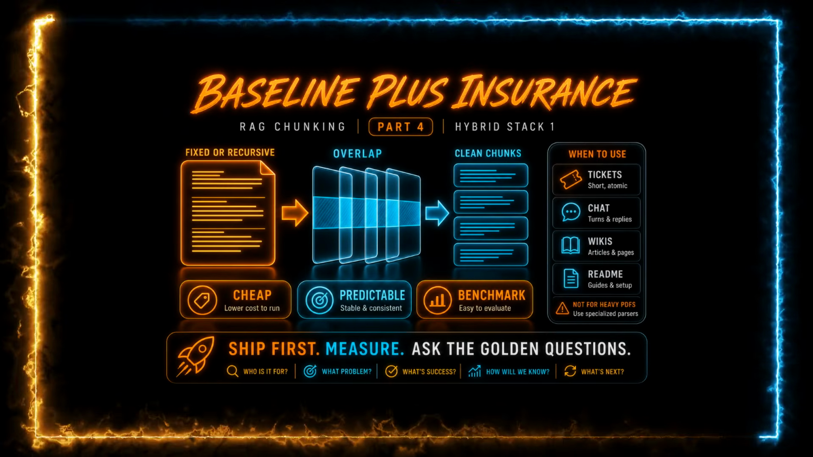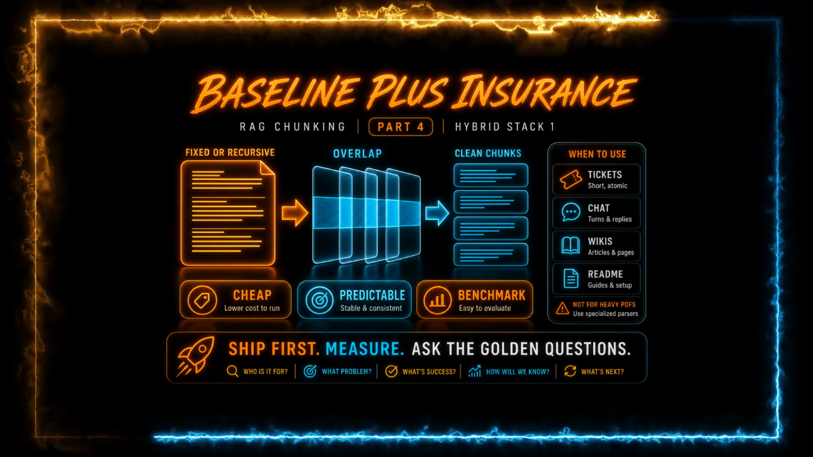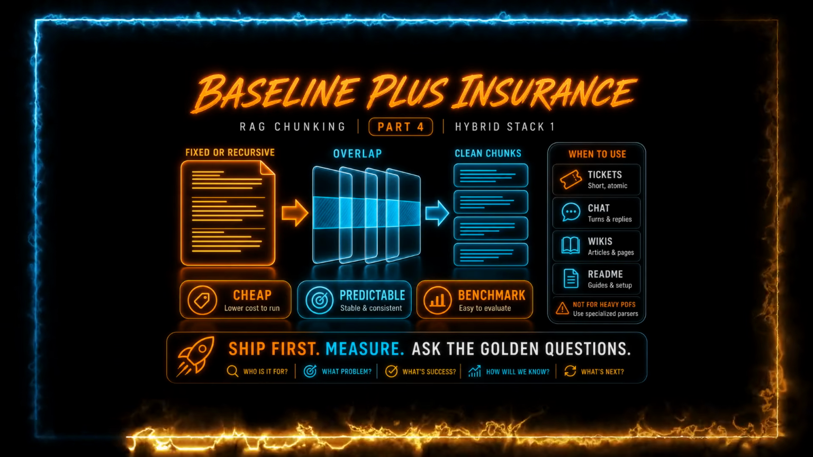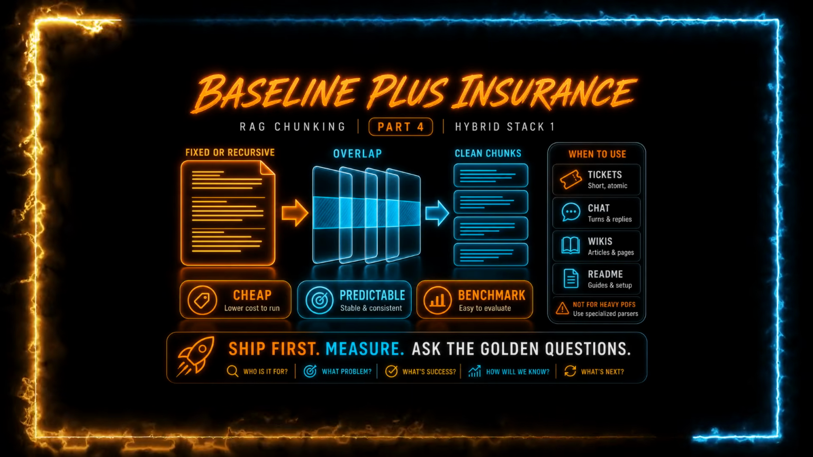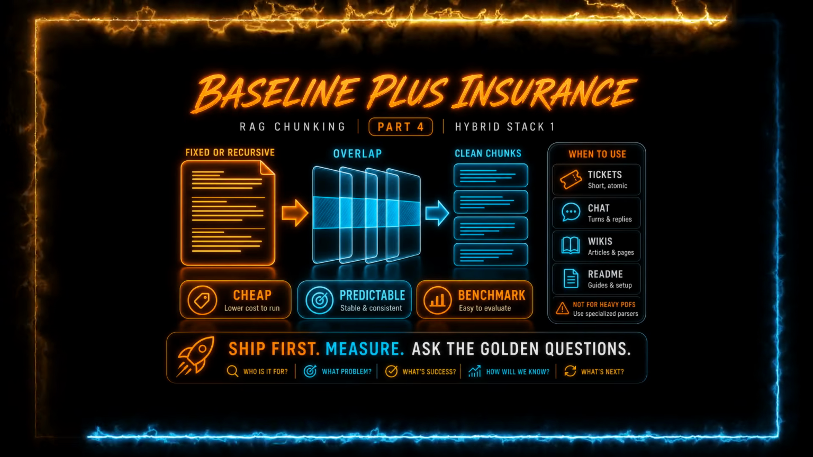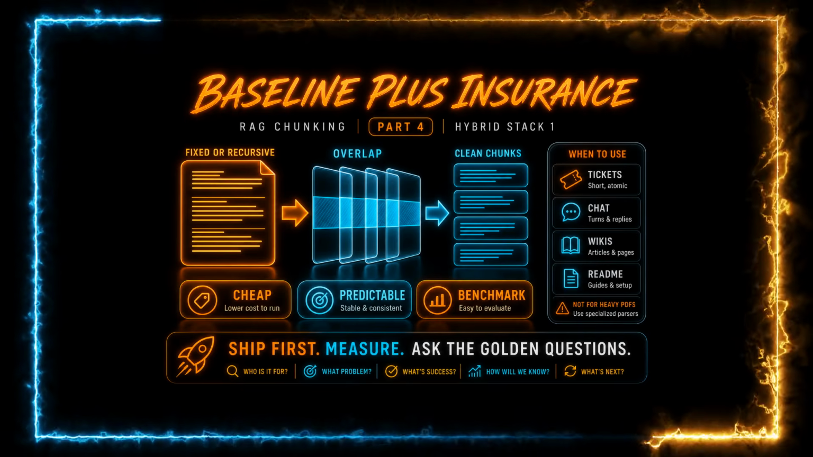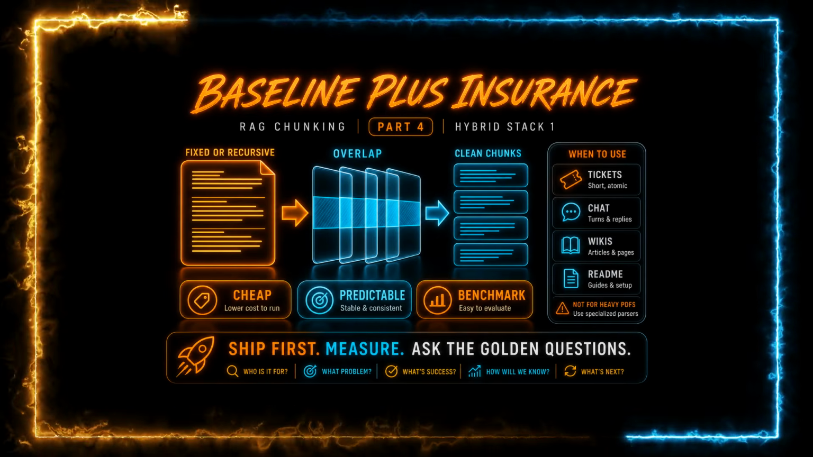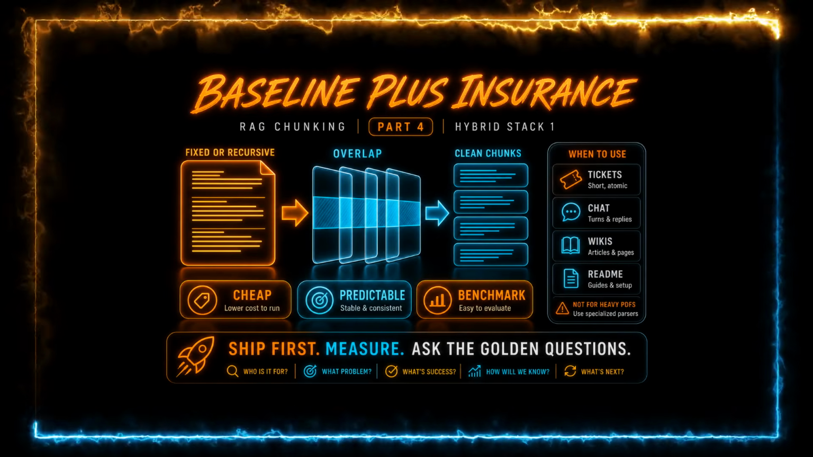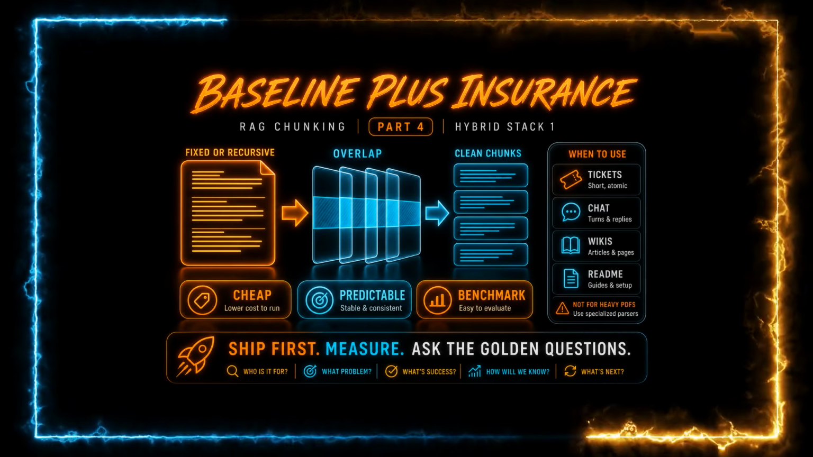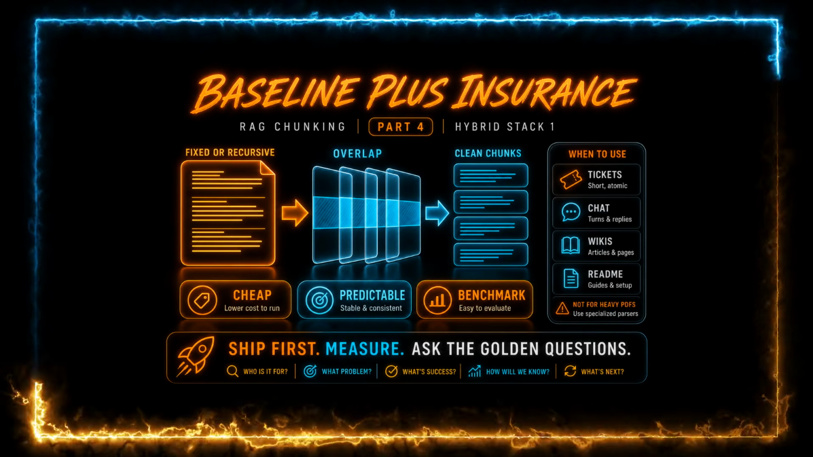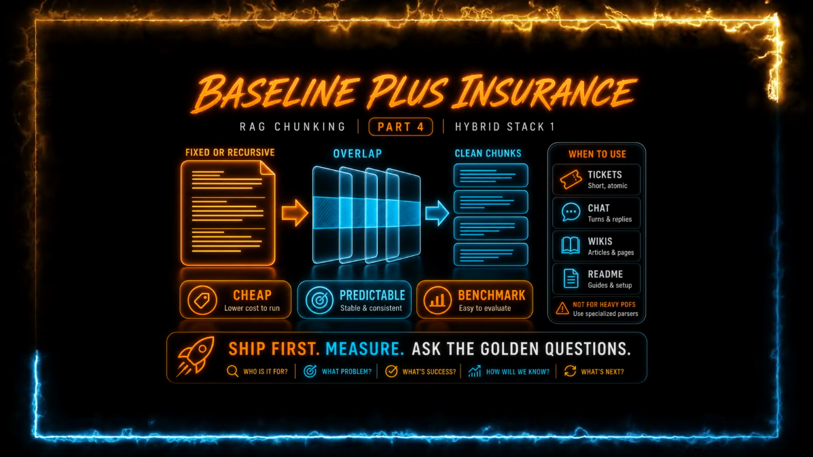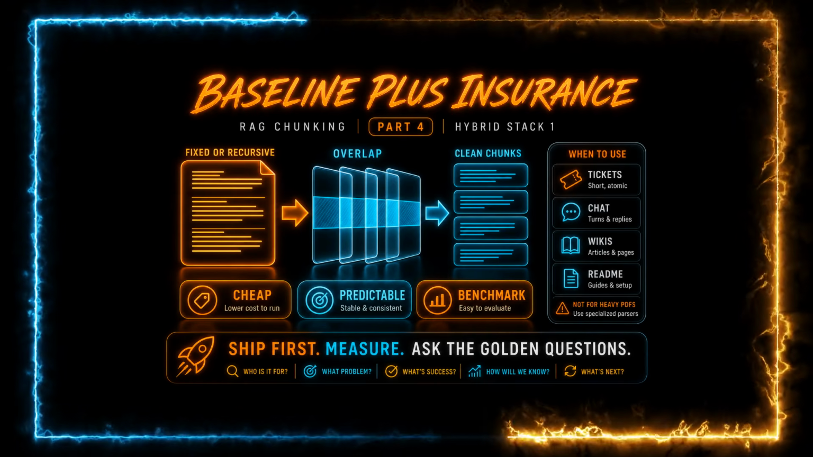Baseline plus insurance. Fixed size or recursive splitting plus modest overlap. The default production starter. You cut on length or natural separators, paragraphs, then lines, then sentences. Then repeat a slice of the previous chunk, so mid-sentence or mid-step cuts don't erase context. Use it when the corpus is fairly plain. Tickets, chat logs, wikis, readmes, markdown, not heavy PDFs with tables and reading order.